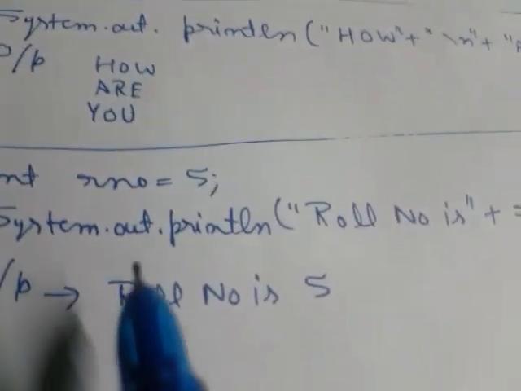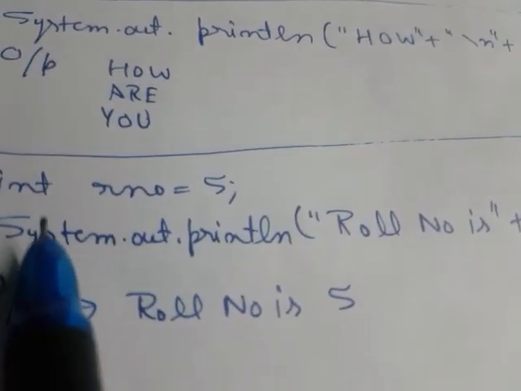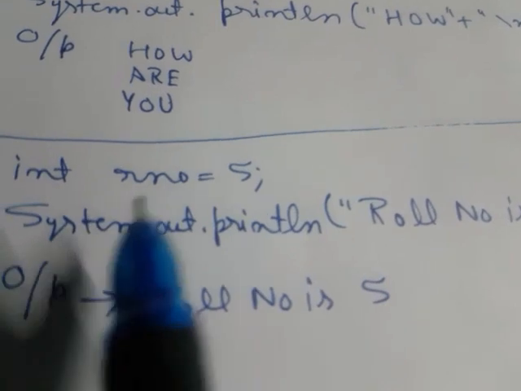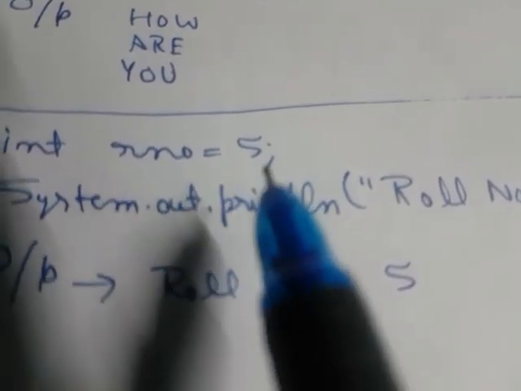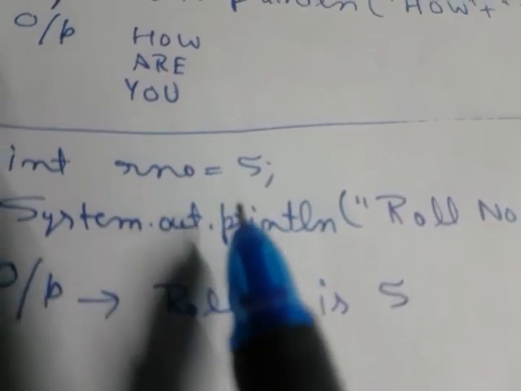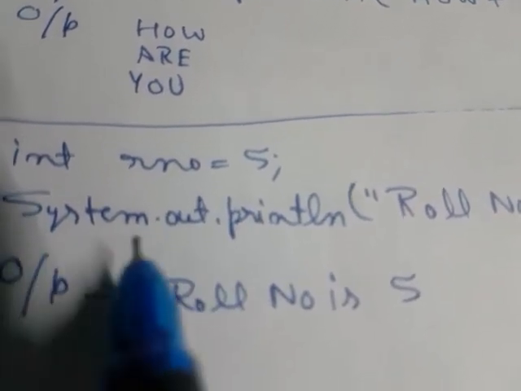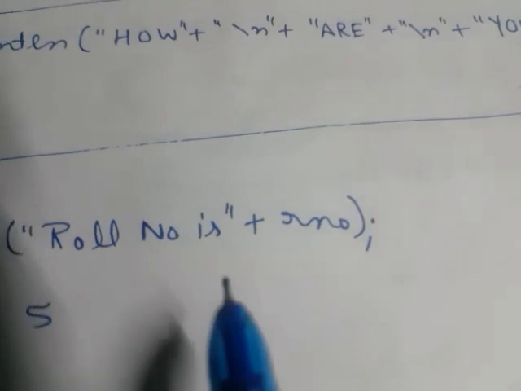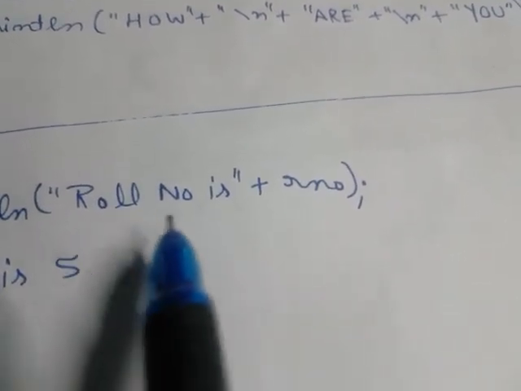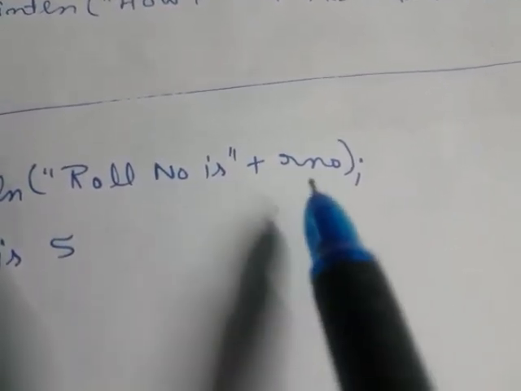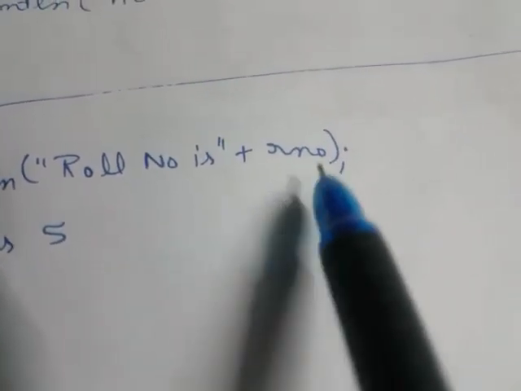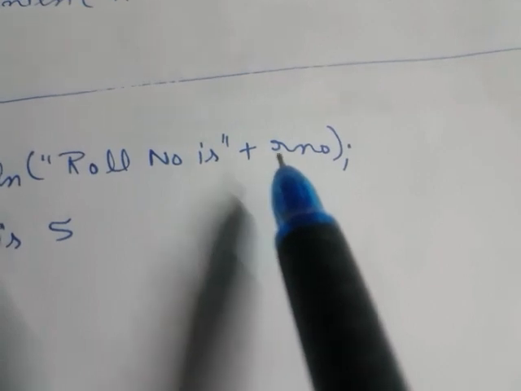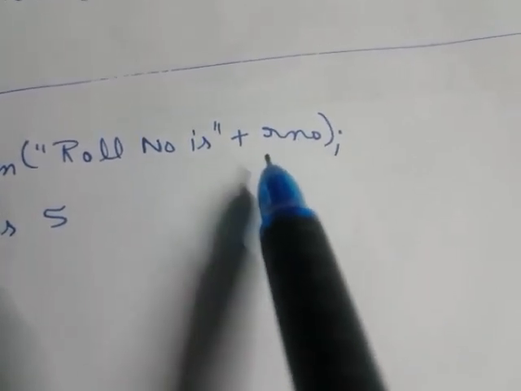Then you have int rno, one integer variable rno, which has the value 5. Now how to print that integer variable that is stored? System.out.println "roll number is" plus rno. So "roll number is" will be printed on the screen, and then plus rno, where rno is not written in double quotes. That means rno's value will be printed, and we actually want rno's value to be printed because the roll number is 5.